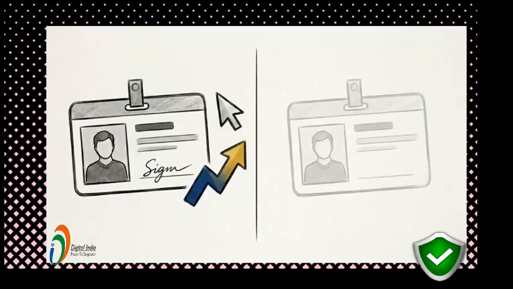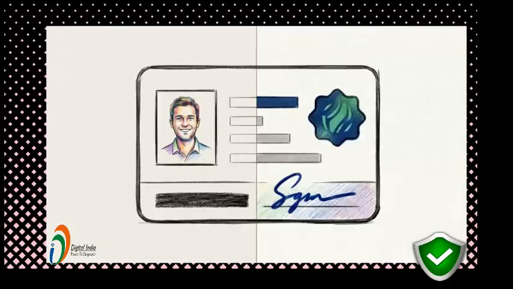Look at these two PAN cards. On the left, a standard card with whatever greeny photo the Aadhaar database pulled. On the right, a clean, professional card with a custom photo and a real signature. Today, we're applying for this one directly from home.